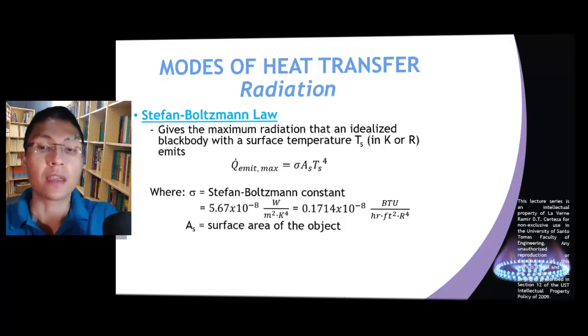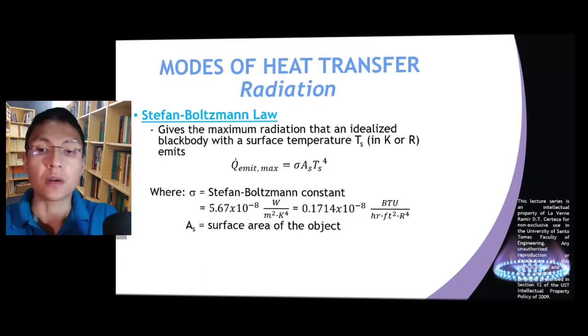Now, if you analyze carefully from this definition, radiation and convection are the same in one thing. Both modes of heat transfer are surface phenomena. That is, they can only occur at the surface of the object. Now, you may ask, what is a black body in the first place? Can we consider all black objects to be automatically black bodies? Well, the answer is no.